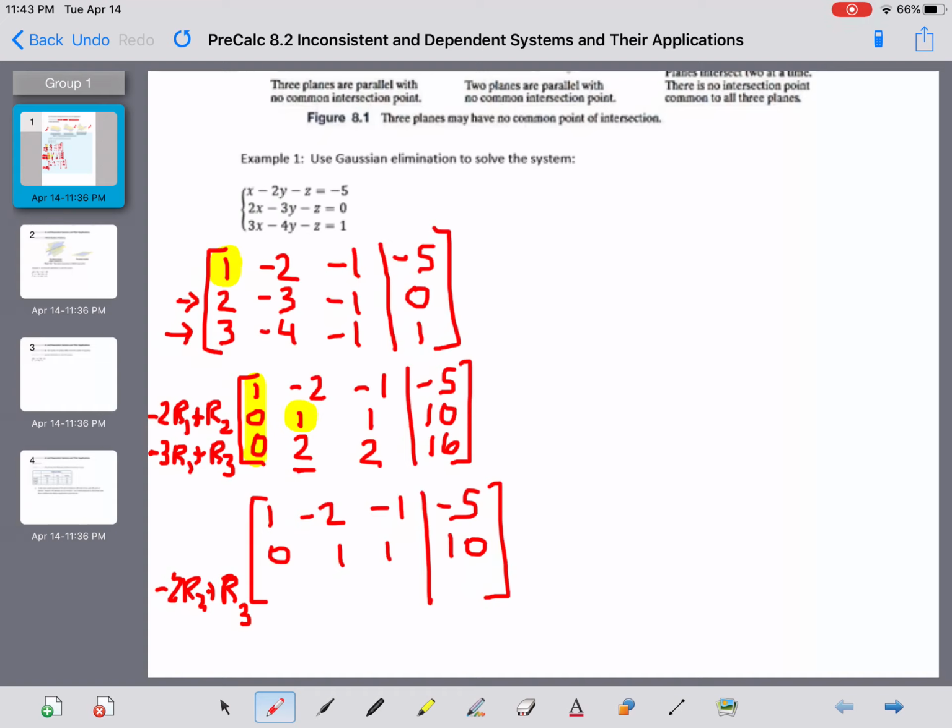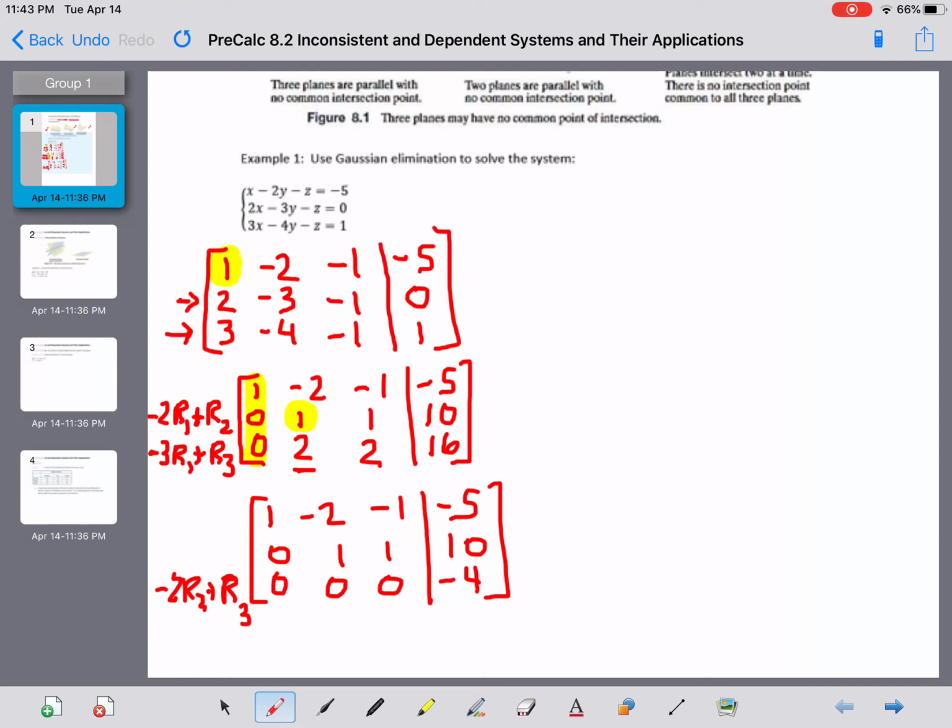So I go to my second row, 0 times negative 2 is 0, plus 0 is 0. Negative 2 times 1 is negative 2, plus 2 underneath it is 0. On the third element, negative 2 times 1 is negative 2. Add it to the 2 underneath, I get another 0. In the last column, 10 times negative 2 is negative 20. Add it to that 16 and I get negative 4.